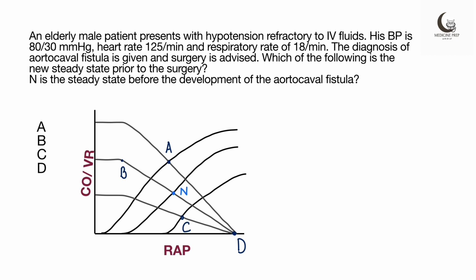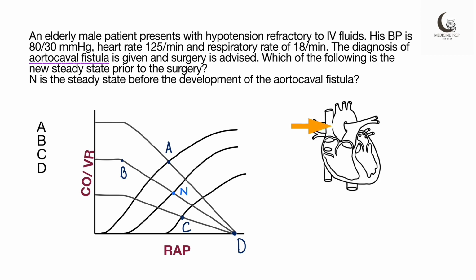Now it's time to put our understanding into practice. Please pause the video and go through this question and try to find the answer. Let's understand what is an aortocaval fistula. It's a direct connection between the aorta and the vena cava. So that means the blood has an entire new pathway to travel. Instead of going through the tissues and then getting into the venous circulation, here it is directly engorging the venous circulation.